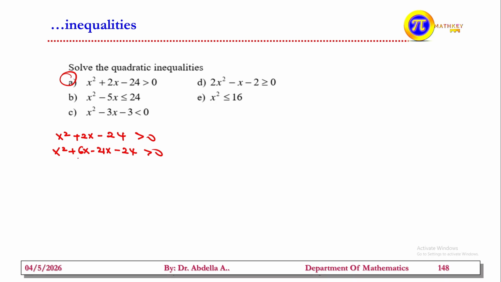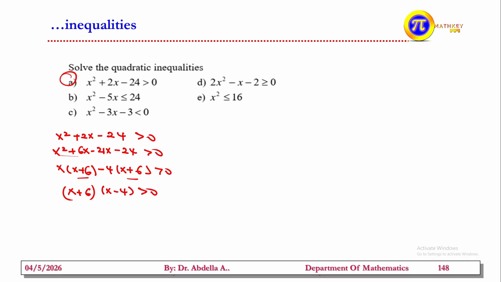After that, when we factorize this one, it becomes, when we take x as common, x into x plus 6. When we take negative 4 as common here, negative 4 into x plus 6. What is common now? The common one is x plus 6. This means x plus 6 times x minus 4 is greater than 0.